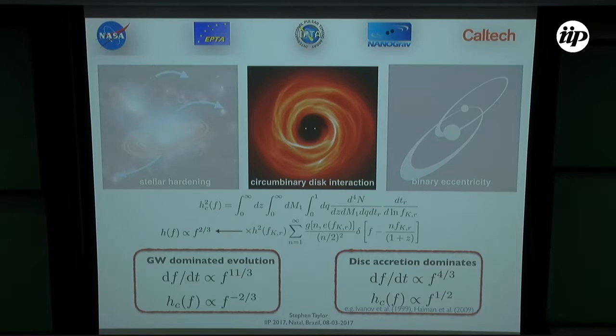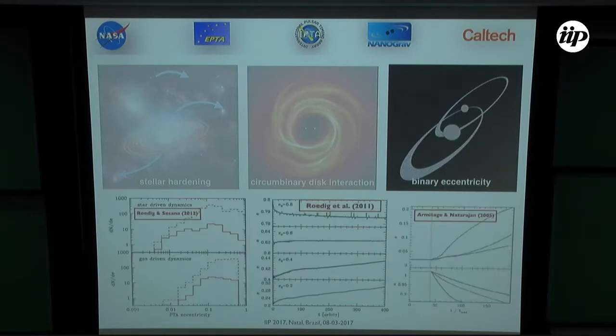For disk accretion, you've got a different f dot, you've got a different scaling at low frequencies. This is just causing another turnover. And for binary eccentricity, we know that these two mechanisms, stellar scattering and disk interaction, can ramp up the binary's eccentricity, and that'll cause the emission to be distributed over many harmonics and can actually be pushed to higher frequencies, so you get a reduction in power at low frequencies. So again, you can get this turnover behavior.